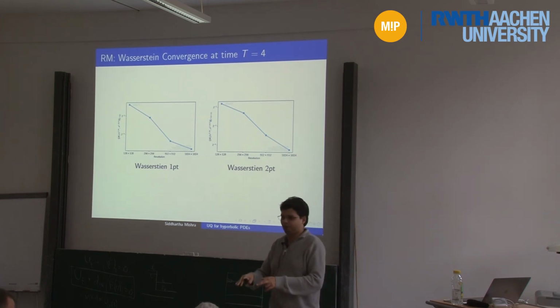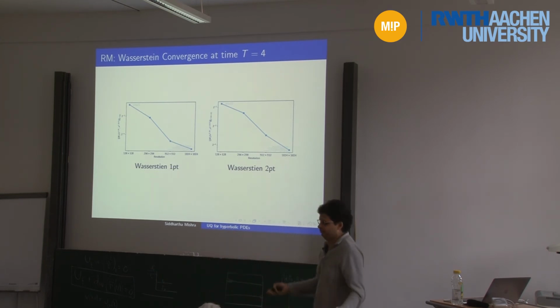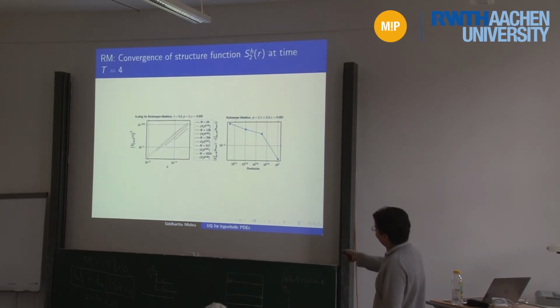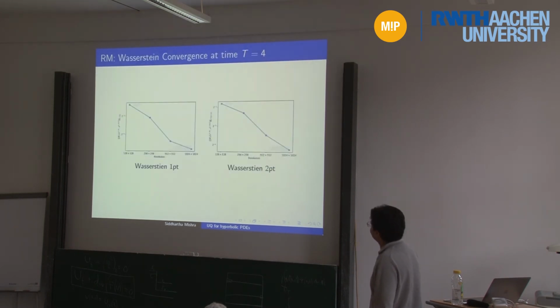So not just the 1-point PDFs converge, even the 2-point PDF. We have also done 3 and 4-point, and everything converged in this particular case, because the theory is already there, right? There is a theorem which says that it should converge if your structure function converges. So that was the thing about it.